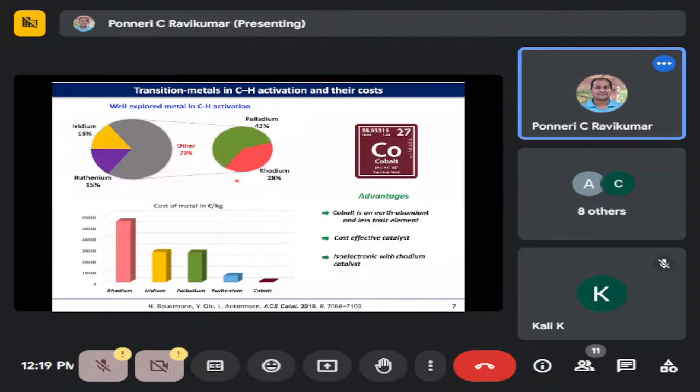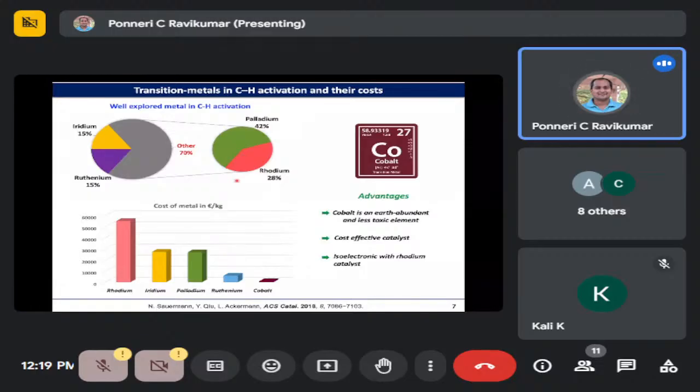So our group has been working in this concept, using first row transition metal and weakly coordinating directing group for a number of years. This is a recent review that we have written in ChemComm. This is one of the highly cited reviews in this topic. With this background, now I will start discussing about my work.